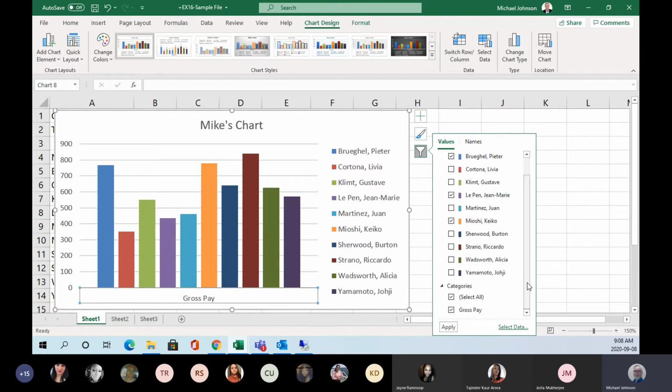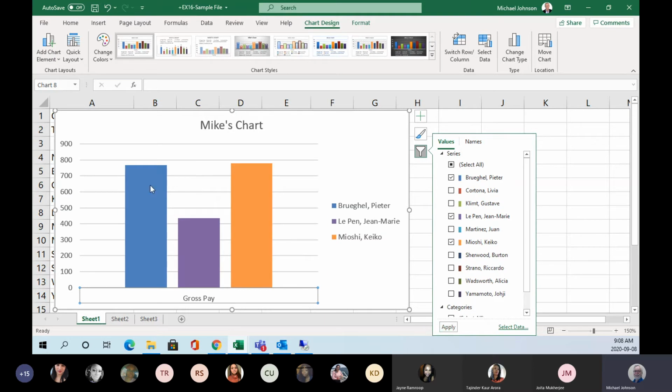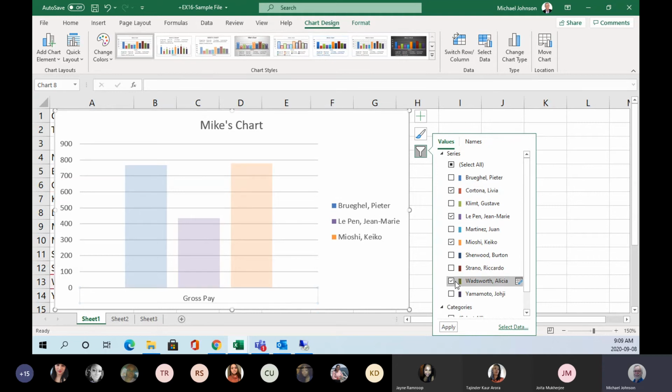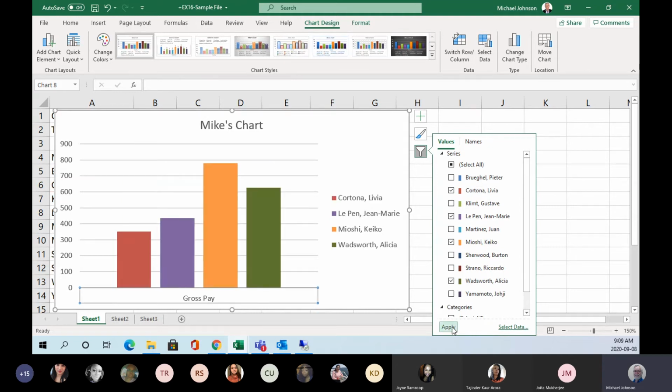And what I also would like is I don't want all the categories. I only want gross pay. So apply. And that's all the information that comes up. And yet I still have the ability to come back here and add them in differently. Maybe I've had enough of that guy. I want the red one. And maybe I also want this one here. So I'll just reapply. And now I have a different set of people.